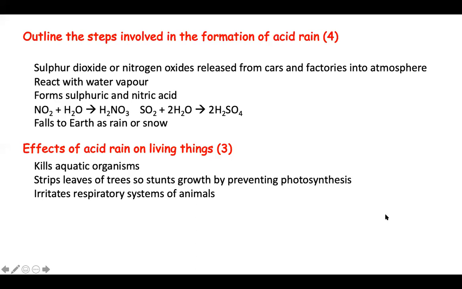Okay, so outline the steps involved in the formation of acid rain. Sulfur dioxide or nitrogen oxides released from cars and factories into the atmosphere react with water vapor, form sulfuric acid or nitric acid. The equations are there, and it falls to earth as rain or snow. Effects of acid rain on living things: kills aquatic organisms, strips leaves off trees, so stunts growth by preventing photosynthesis, irritates respiratory systems of animals.